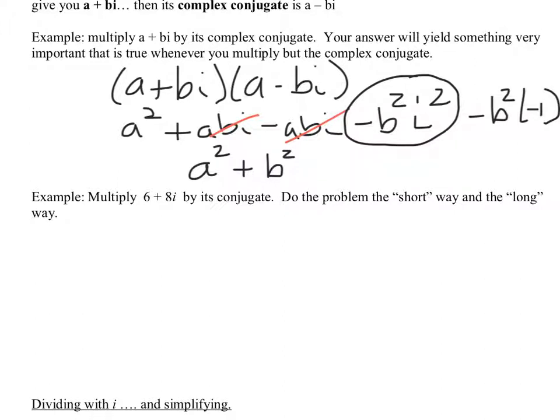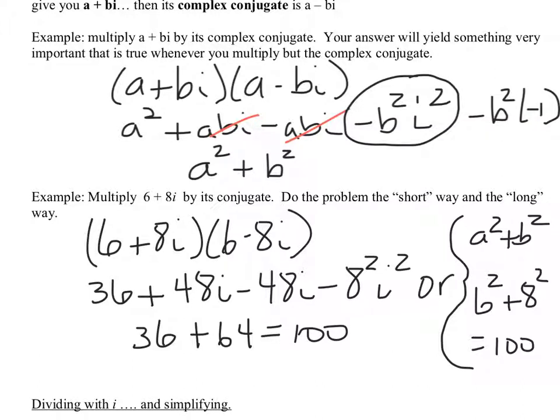All right, let's do one more example. I'm going to do the short way and the long way. So first let's do the long way, and then we'll take a look at the short way. Okay, so I've done it the long way, which is just to multiply these two together. This is the complex number and its conjugate. So 6 times 6 is 36, and then I did 6 times 8 is 48i, and then 6 times negative 8 is negative 48i, then minus 8 squared i squared. And then when we simplify this, we just get 36 plus 64 equals 100.